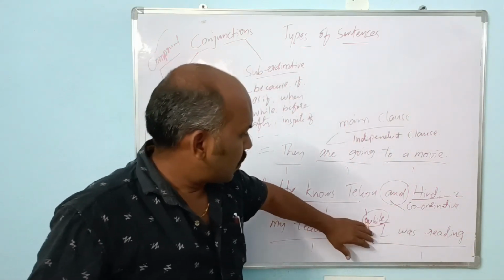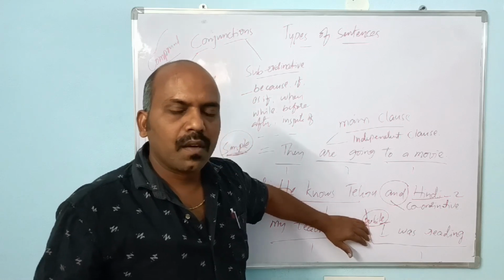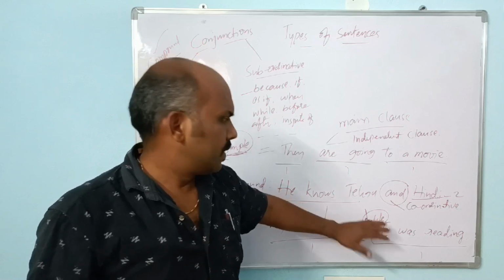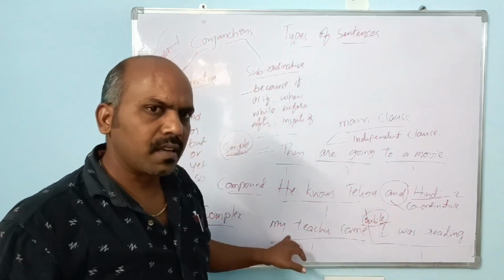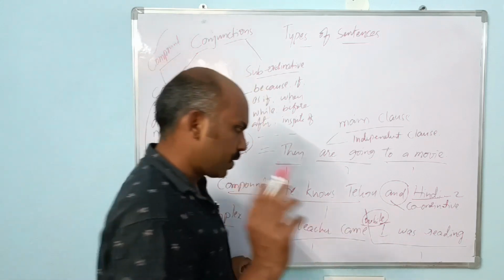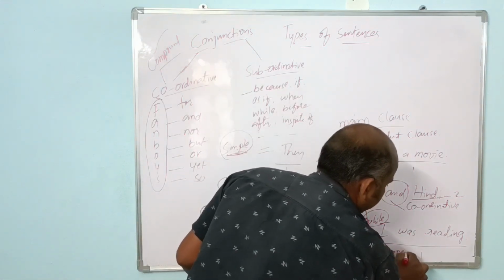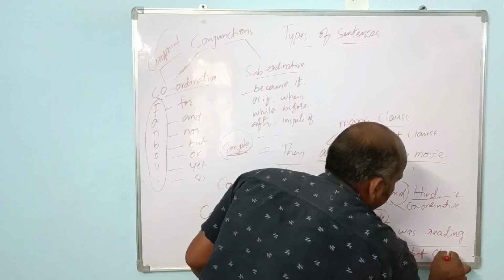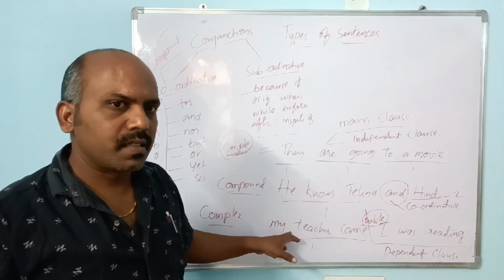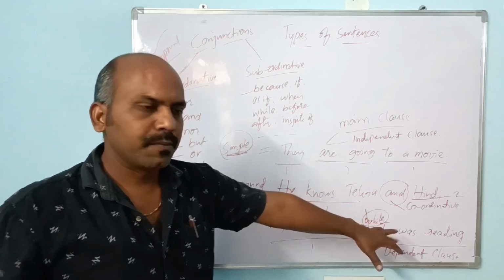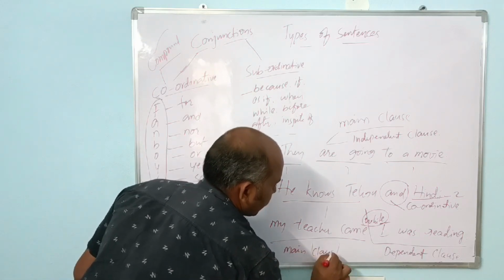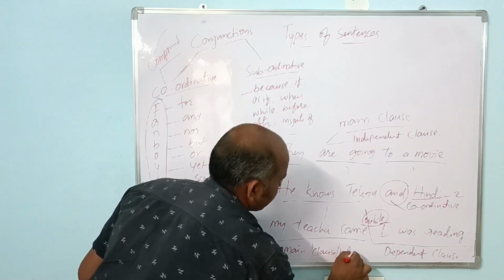Suppose I take out 'while I was reading'. This class doesn't give any complete sense. The second class definitely depends on the first class to complete its sense. So the second class depends on the first class, and it is called a dependent class. But the first class, my teacher came, gives complete sense itself. It doesn't depend on any other, so it is called a main class or independent class.